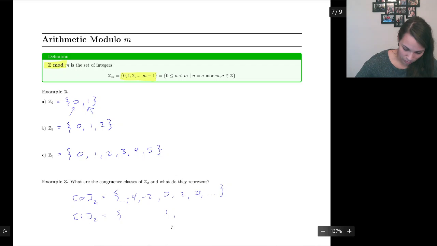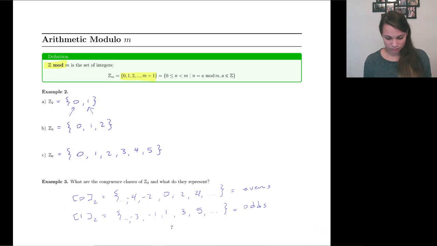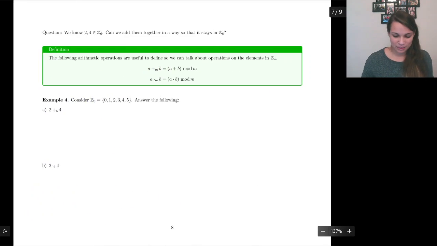We start with 1, we add 2, we add 2, we subtract 2, we subtract 2. And I think you guys can probably see at this point the congruence class of 0 represents all evens, and the congruence class of 1 represents all odds. Okay, so that's kind of a fun fact.